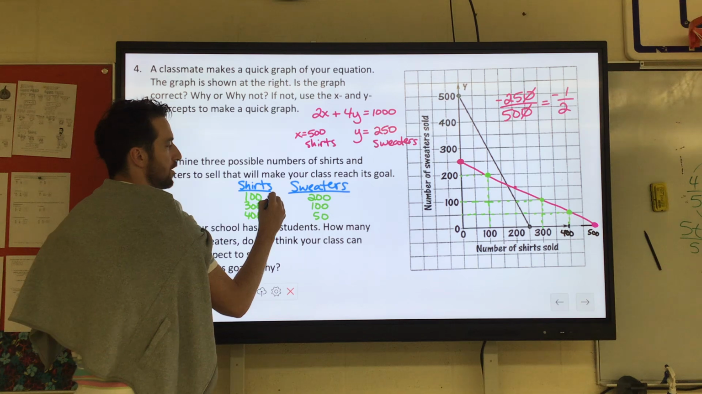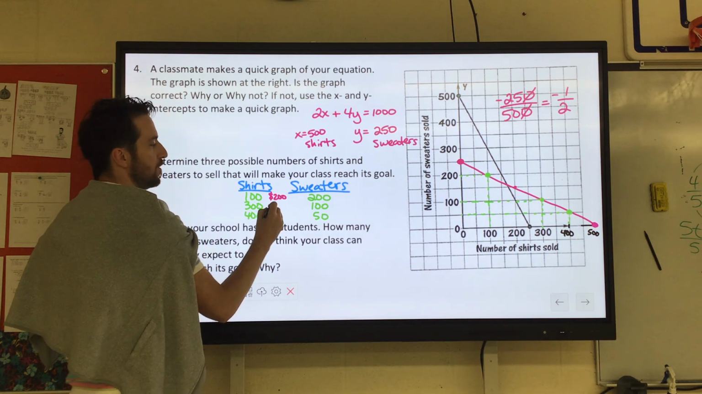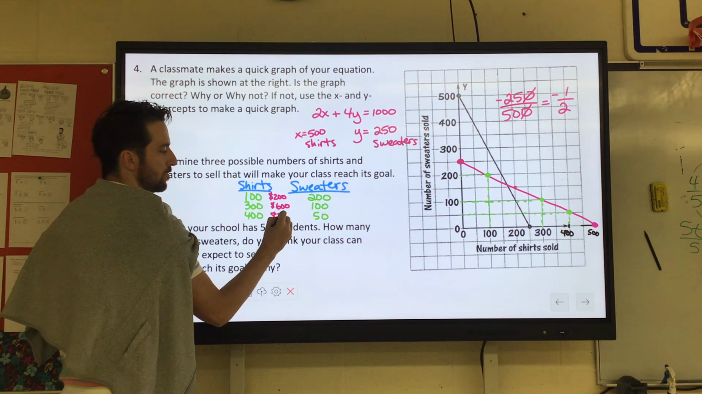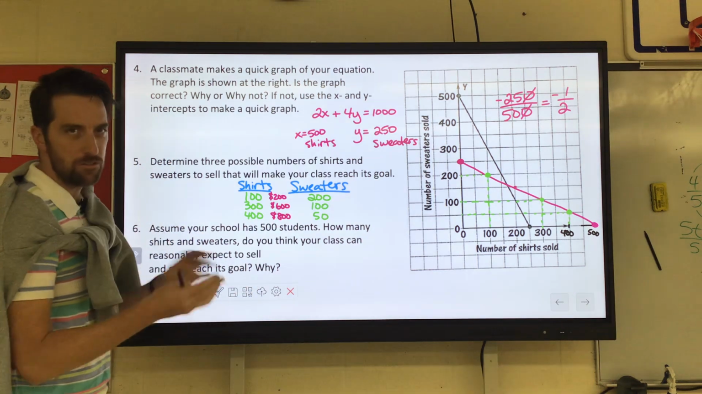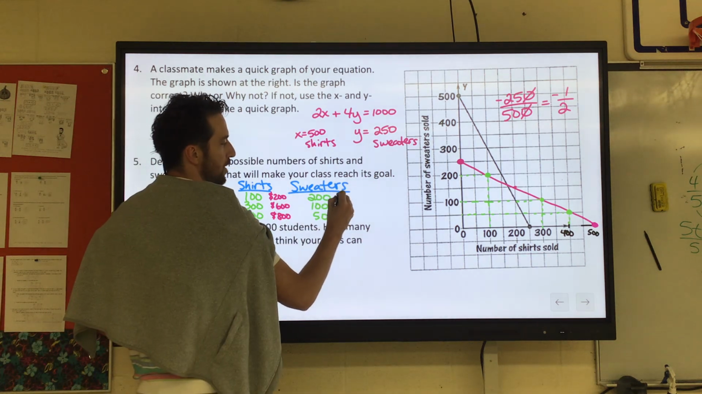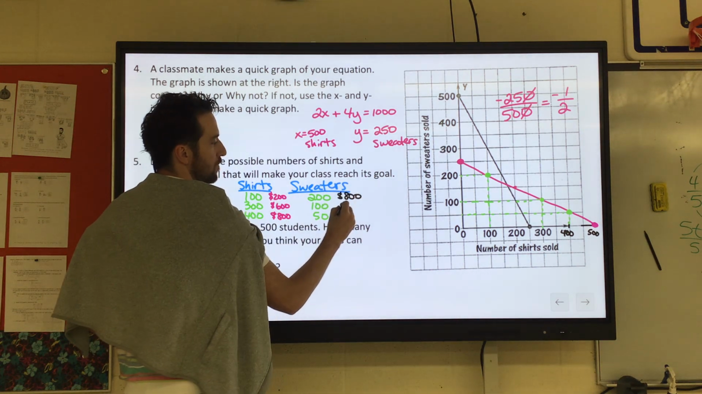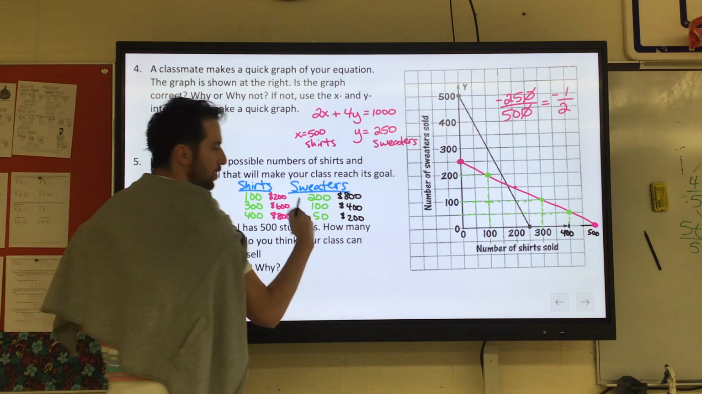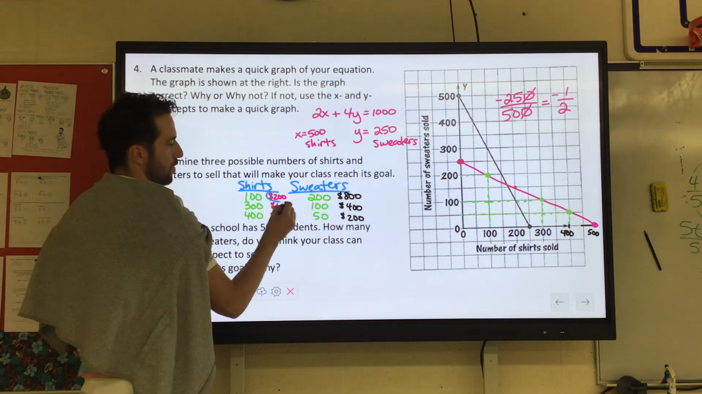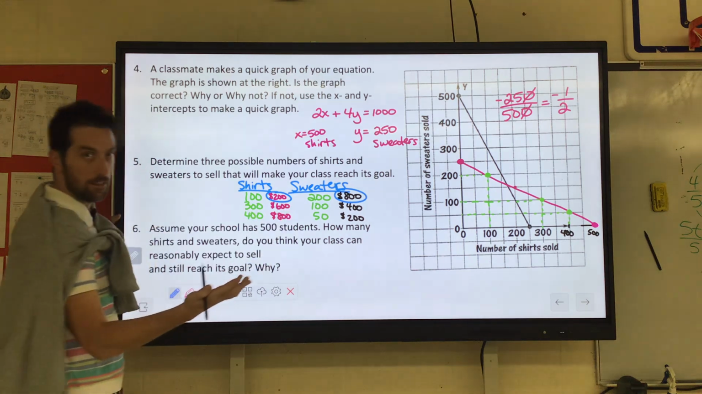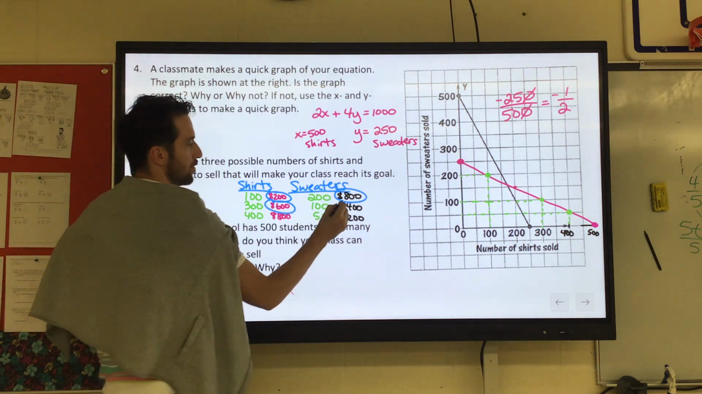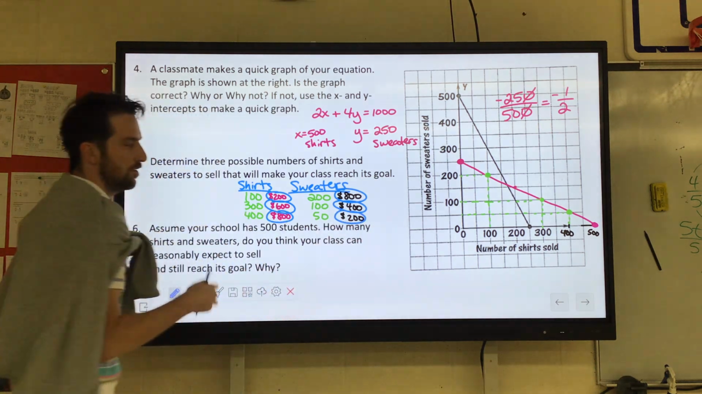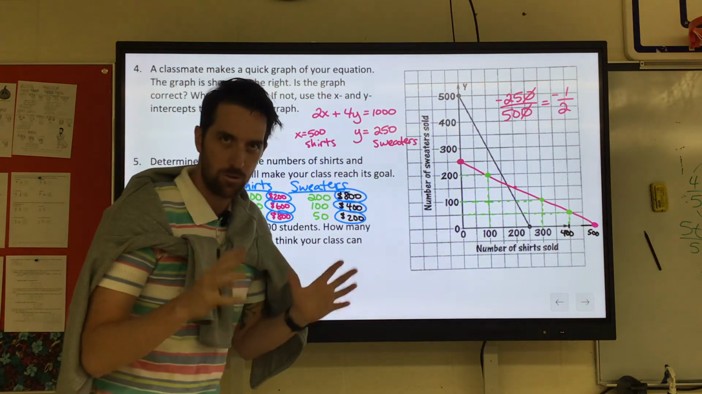So if I sold 100, that would be $200. If I sold 300, that'd be $600. If I sold 400, that would be $800. The sweaters, we get $4 for each one of them. So 200 times 4 would be $800. 100 times 4 is $400. And 50 times 4 is 200. So this should add up to $1,000. $200 plus $800 is $1,000. 600 plus 400, what? Another 1,000. 800 plus 200, they all give you $1,000 towards your trip. Fun.